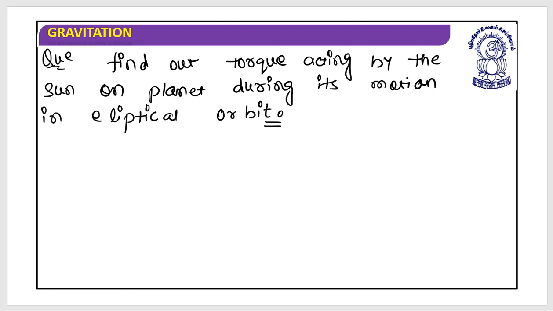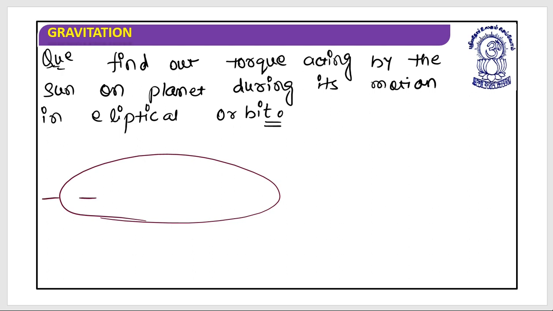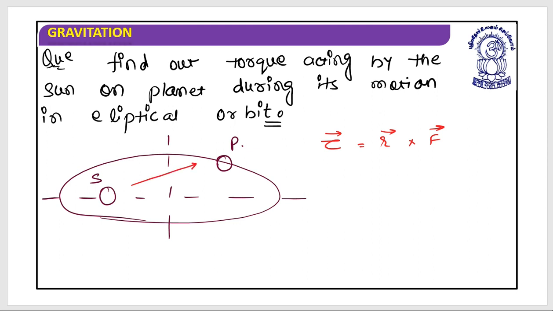How will I do this? What can be done? This is an ellipse. This is the major axis. This is the minor axis. Let's understand that this is the sun, and let's say this is the planet. So now what is torque? When we say torque, it's the position vector cross the force acting. It's r cross F. So if I make a position vector from the sun to the planet, it will be in this direction.